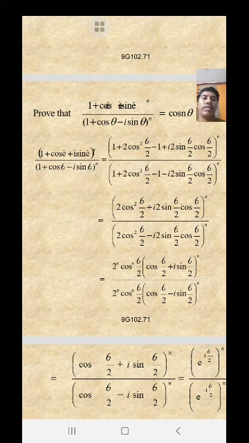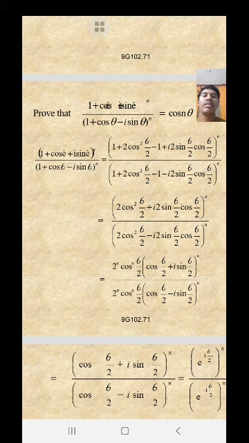That equals to 1 as it is. Cos theta can be written as 2 cos square theta by 2 minus 1. This is from the cos 2 theta formula: cos 2 theta equals 2 cos square theta minus 1. Here, 2 theta is not there, only theta is there.